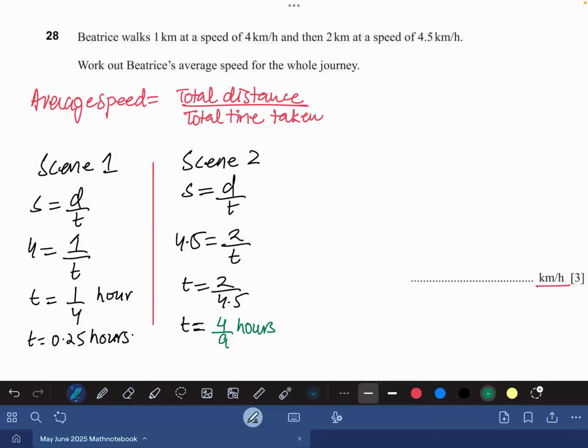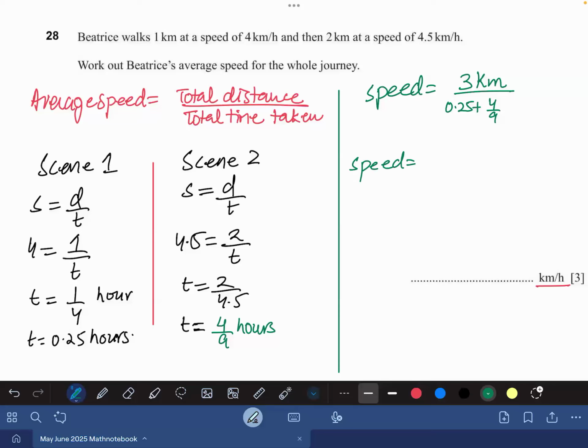Agree? So beta, average speed would be total distance he traveled, 1 plus 2, 3 kilometers. Agree, Ramin? And the time was 0.25 hours plus 4/9 hours. Agree or not? Agree? So instead of 0.25, you can write 1/4 as well. Okay Ramin? So what is the speed in the calculator, beta?